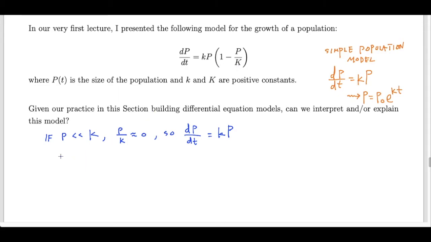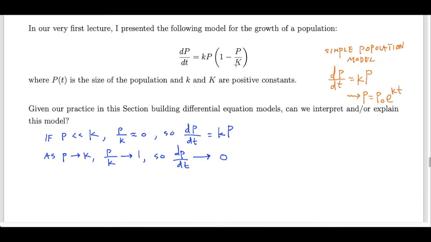And so as I've noted here, if p is significantly less than k, that fraction p over k is essentially 0. And so my model reduces to this simpler model. And so the population would more or less be experiencing exponential growth. As p grows and becomes closer and closer to k, this fraction p over k is going to approach the number 1.